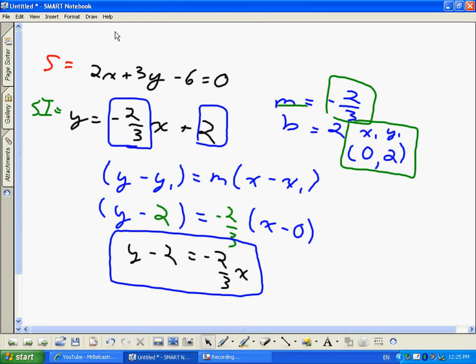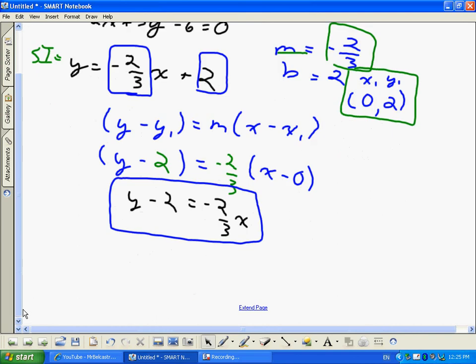Okay? So, now that I have all that, finally, what I want you guys to do is part D on page 112. It says to graph that line. You guys have a chart? I want you guys to try graphing it right now, okay?